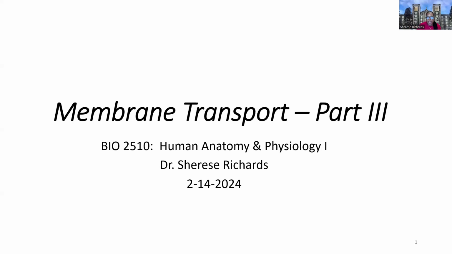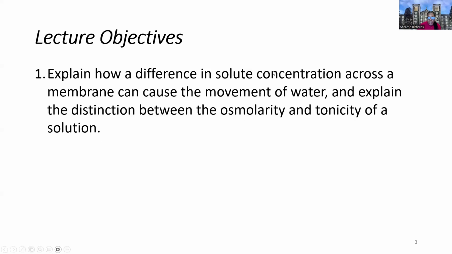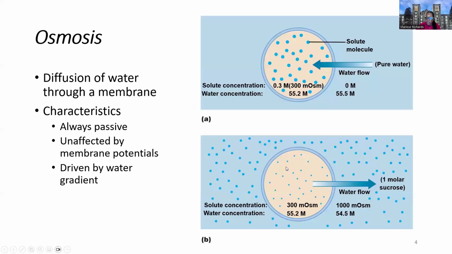So we're looking at membrane transport part 3, and we're focusing here on explaining how a difference in solute concentration across the membrane can cause the movement of water, and explain the distinction between osmolarity and tonicity of a solution. So we'll look at what some of those terms mean and how they differ. Let's first start by describing the definition of osmosis.